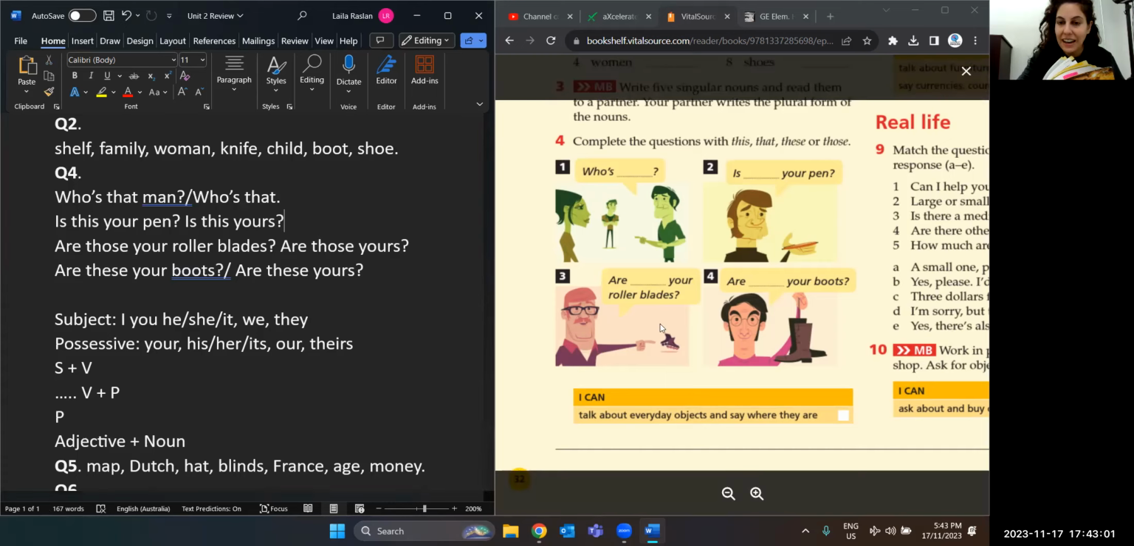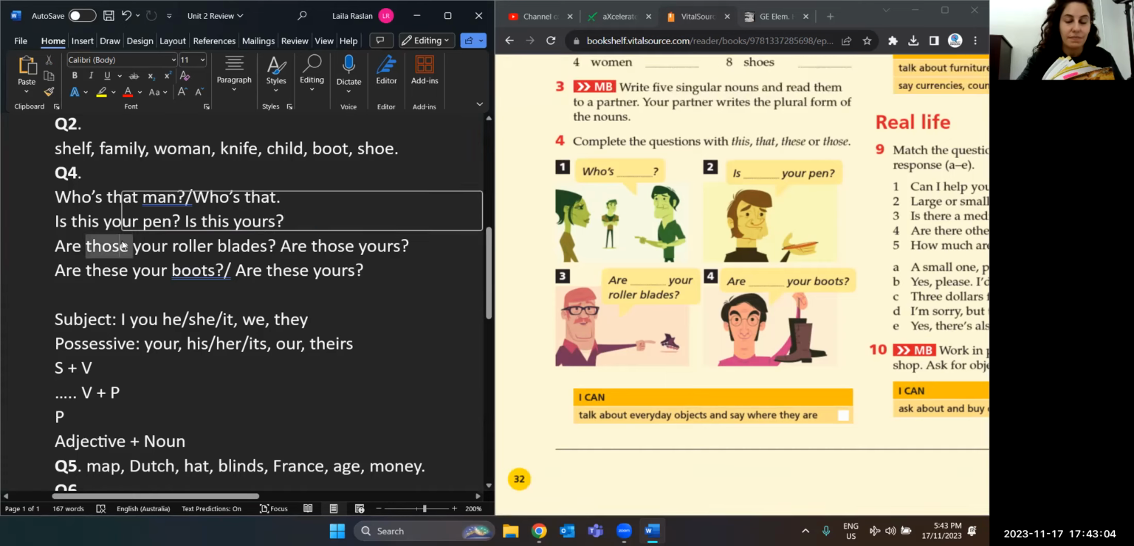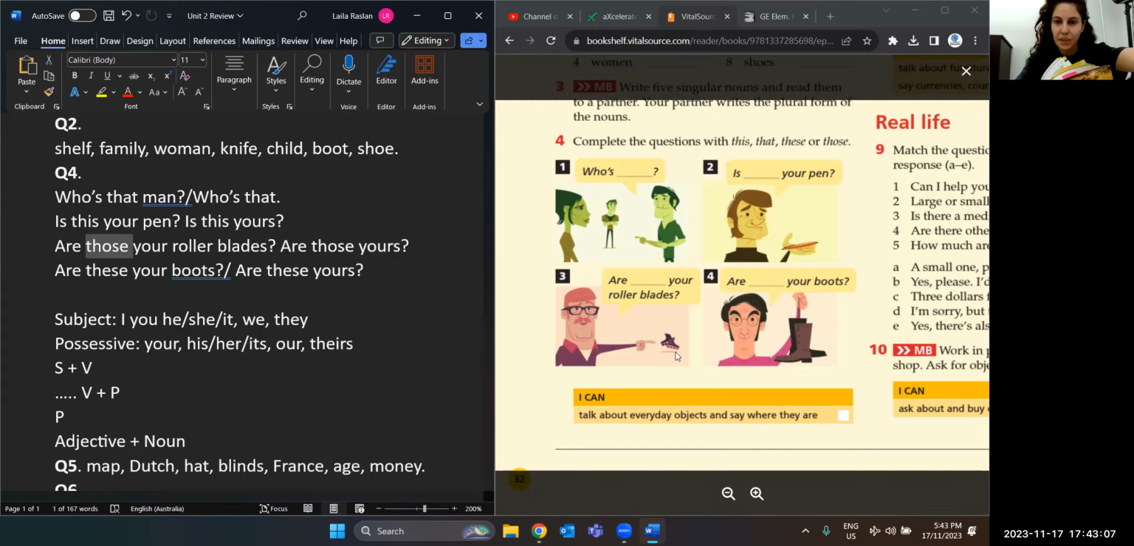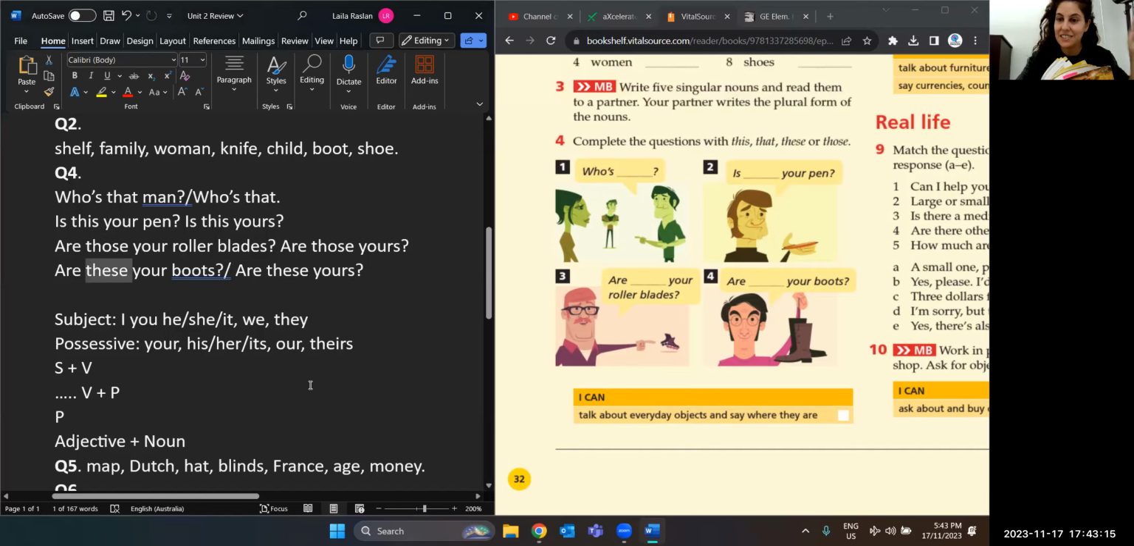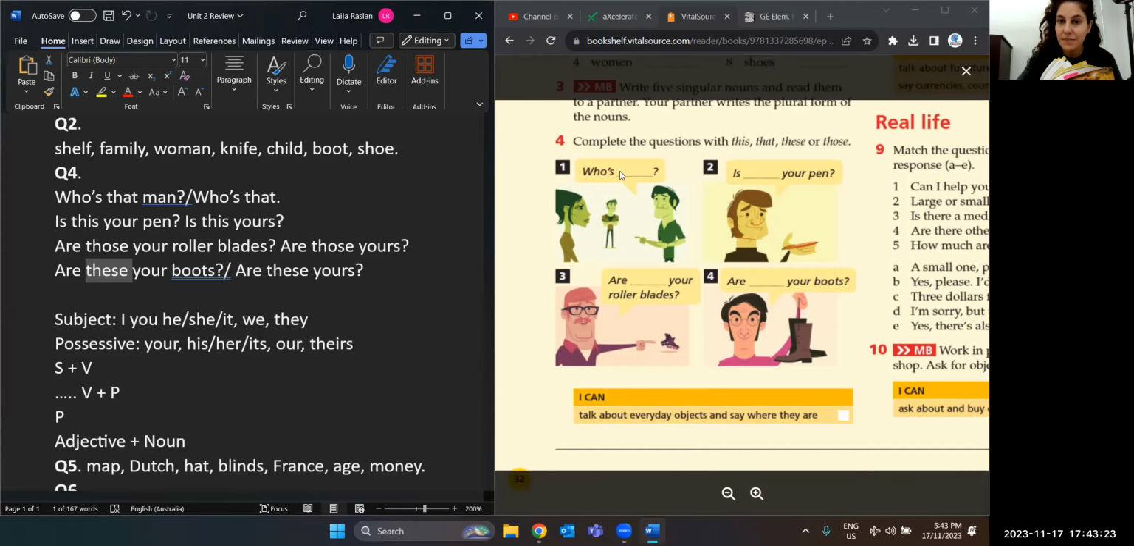Number 3, are those? They're not really close. He's pointing at them. Are those your rollerblades? Number 4, are these, because he's holding them, they're very close. Are these your boots? So 1 and 2 was for singular objects, and number 3 and 4 was for plural objects. Rollerblades, boots, that's plural. So we need to say, are those your rollerblades, and are these your boots?